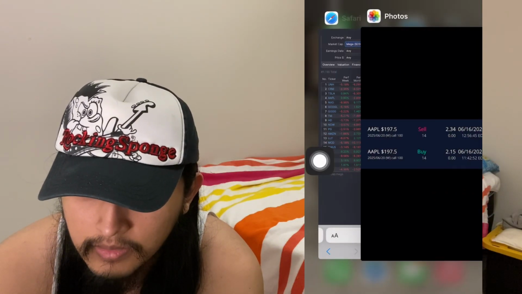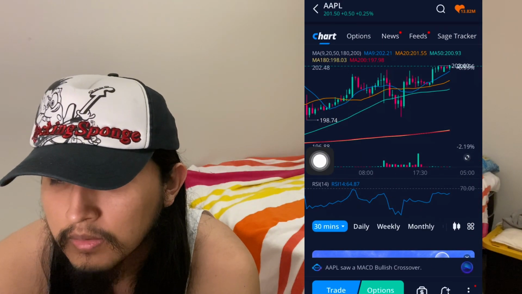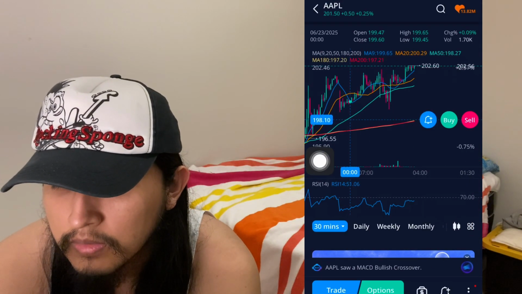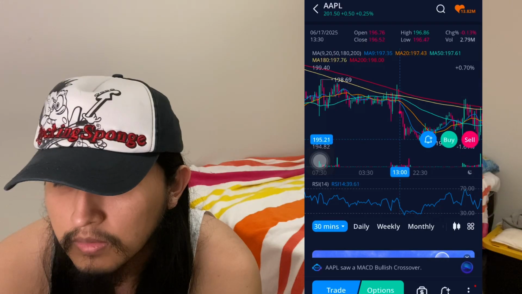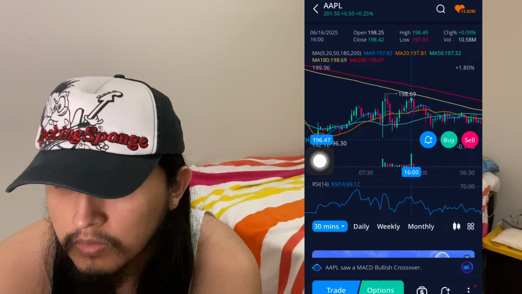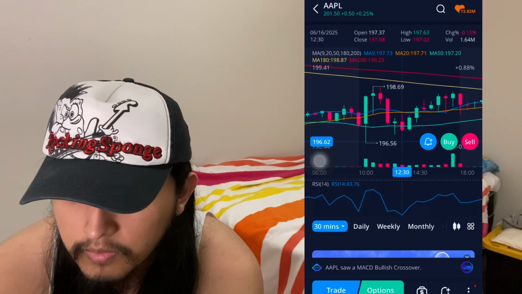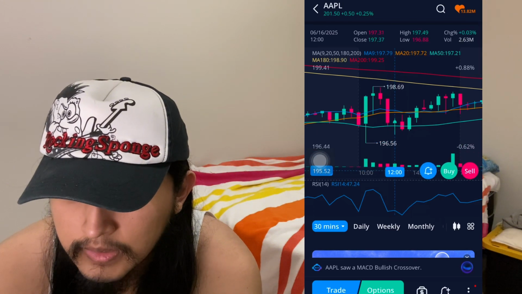The entry was at $11.42, which would be this candle right here.